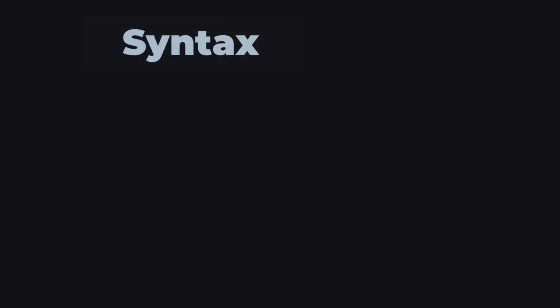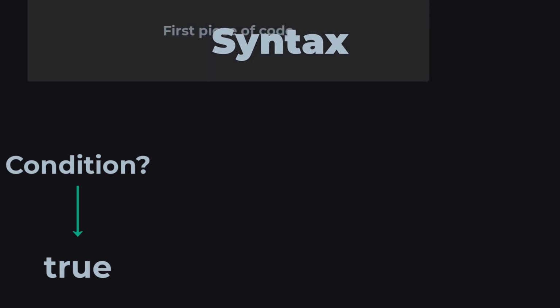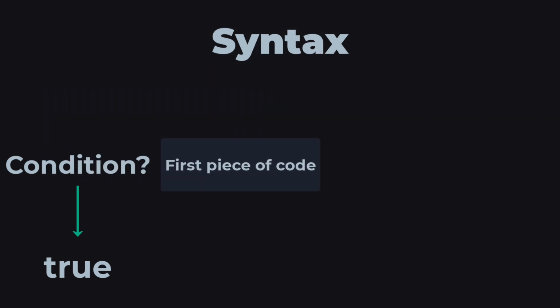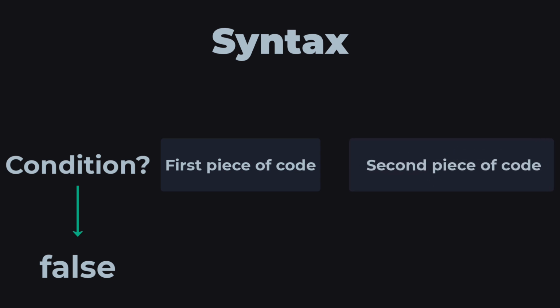This is the syntax of the ternary operator. You have a condition and then a question mark. So if this condition evaluates to true, then a piece of code is executed. This is the first piece of code. But if this condition evaluates to false, then the second piece of code is executed. And the first piece of code and the second piece of code are separated by this colon right here. This right here is just the basics of how the ternary operator works in JavaScript.